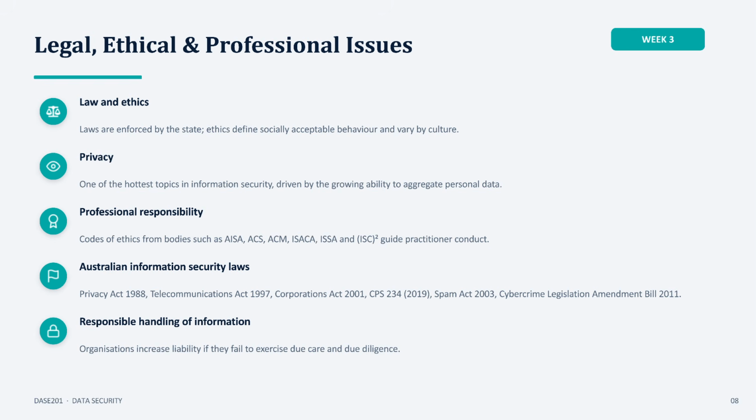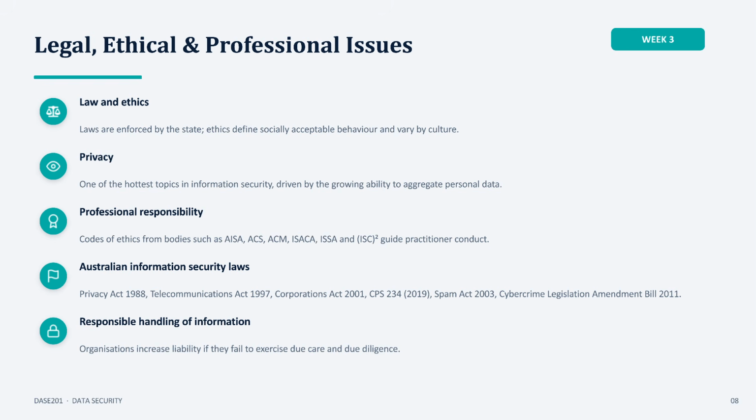We also learned about professional responsibility. There are professional organizations such as AISA and SACS in Australia, as well as international organizations such as ACM, ISSCA, ISSA, and ISC Square. These organizations have professional codes of ethics.